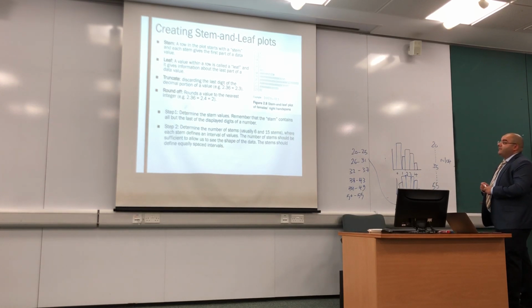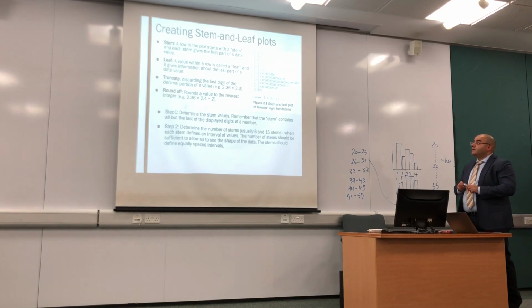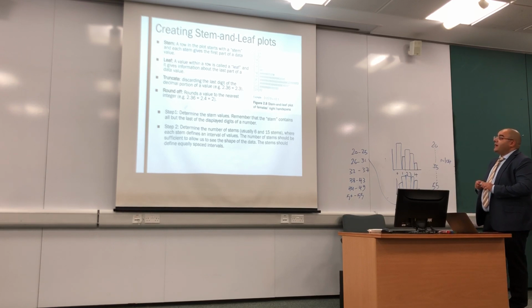Now, in a stem and leaf, a row starts with a stem. Each stem gives the first part of the data value. Okay, so I have here a leaf. A value within a row is called a leaf, and it gives information about the last part of the data value.